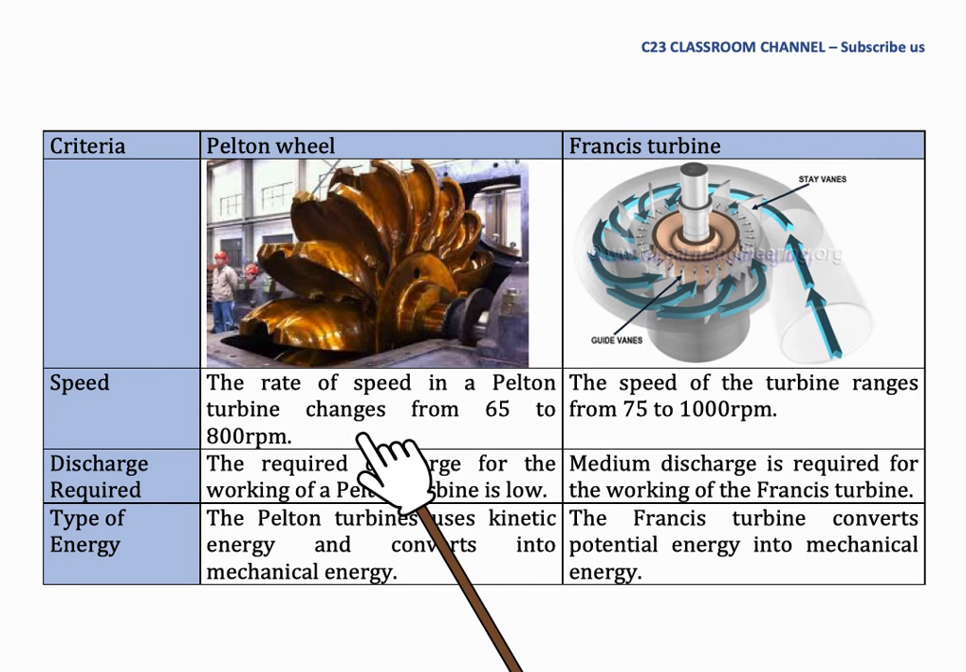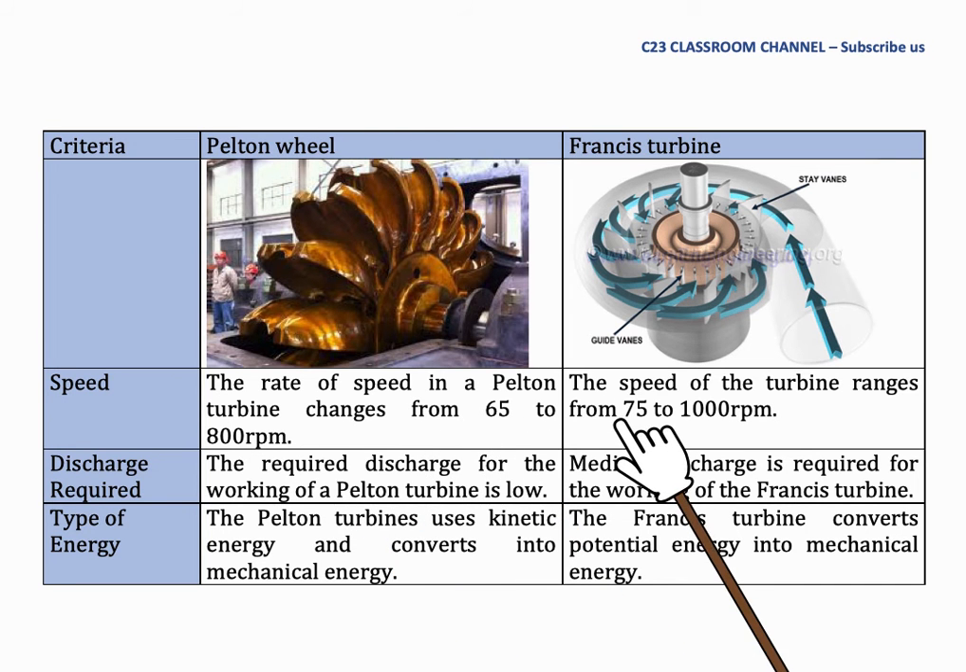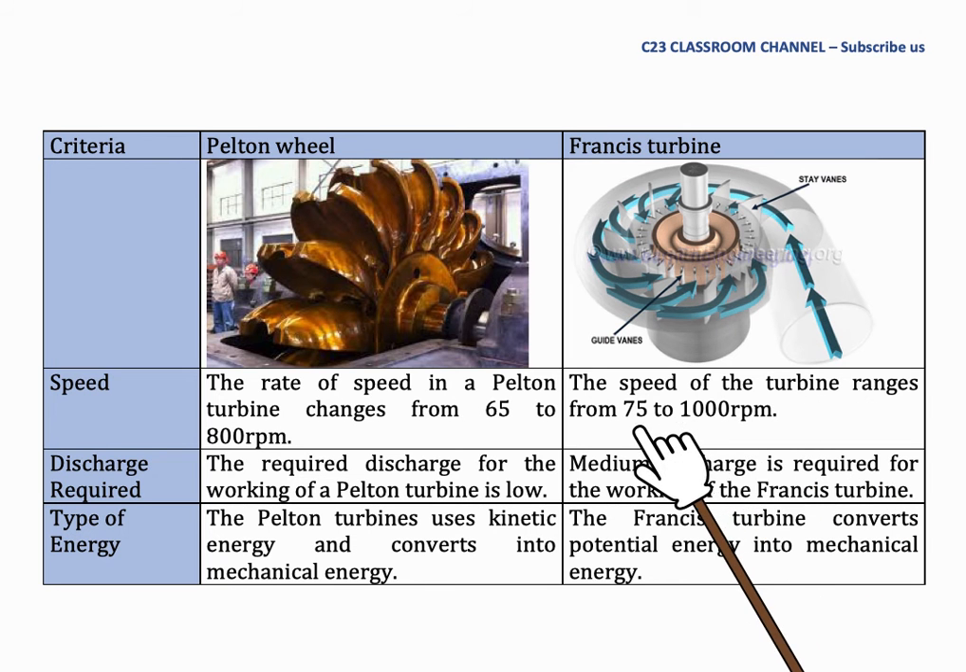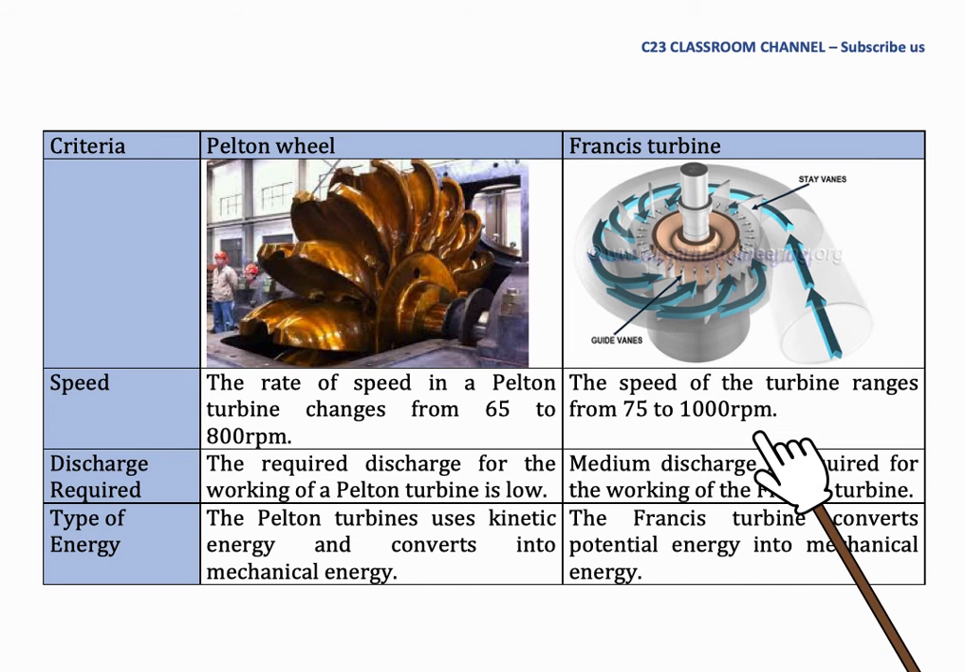The speed of the Pelton turbine ranges from 65 to 800 rpm, while the speed of the Francis turbine ranges from 75 to 1000 rpm. The discharge required for the working of the Pelton wheel is low. However, a medium discharge is required for the working of the Francis turbine.